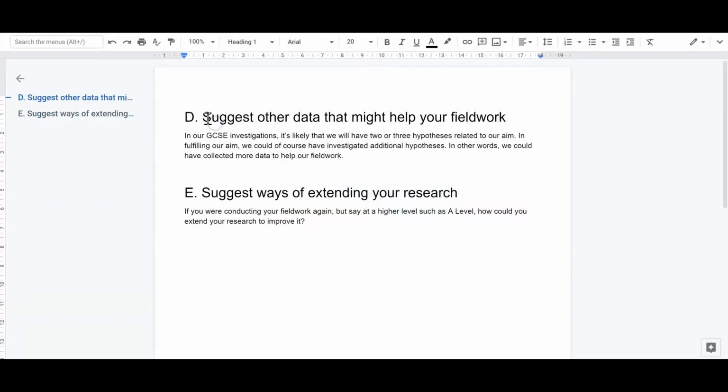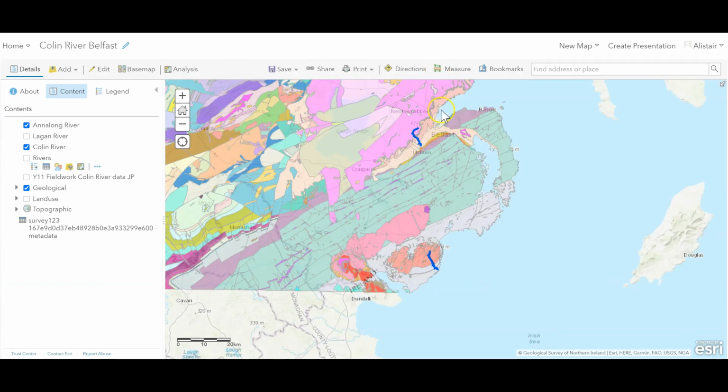So this one is whenever you were going down the river doing our actual field work, what additional pieces of data could you collect in order to fulfill your aim? Things like the pebble roundness and the pebble size, the gradient of the slope. This one is extending your research, so it's not only looking at one river, not only the Colin River, but an entirely different river as well.